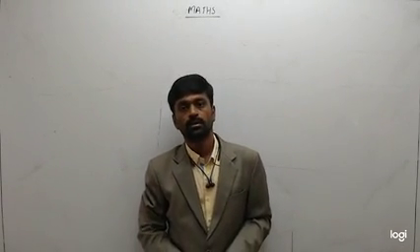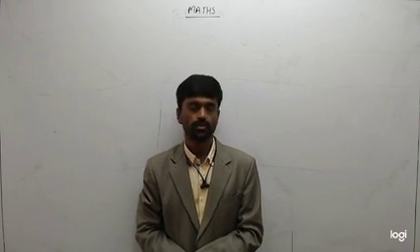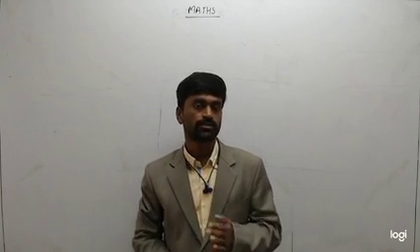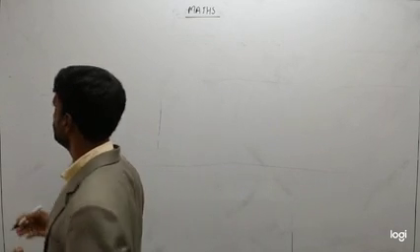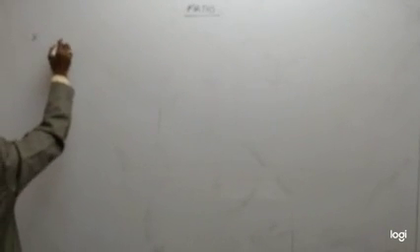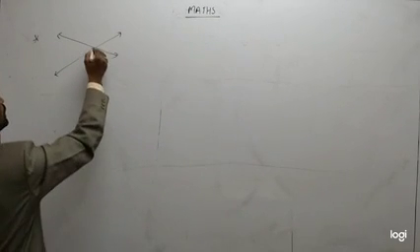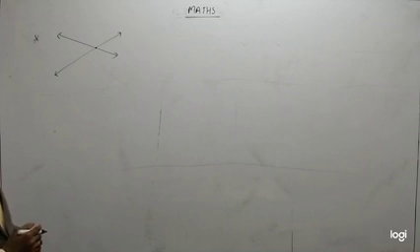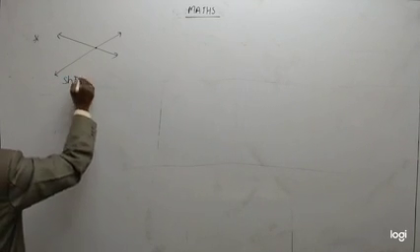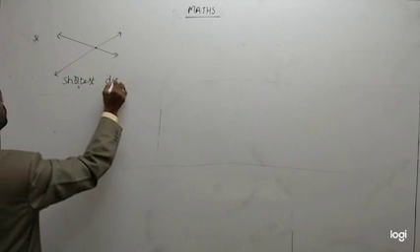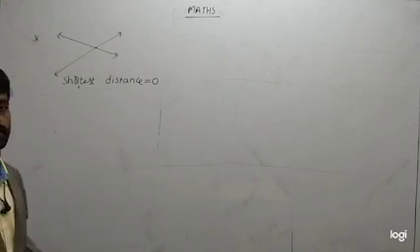So next one, shortest distance between skew lines. First I am going to discuss the definition of skew lines. Before that, if you observe, suppose the given two lines are intersecting lines, then the shortest distance becomes 0. So the shortest distance between these two intersecting lines is what? 0.